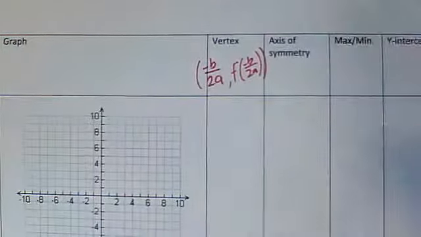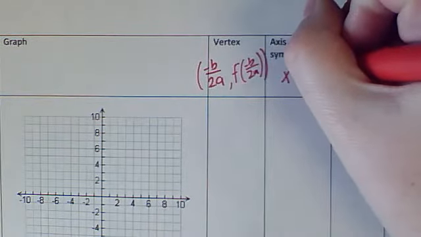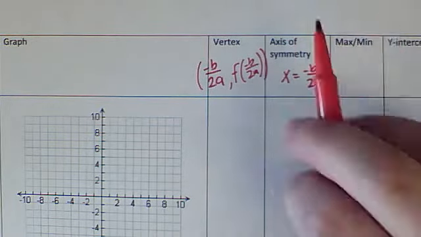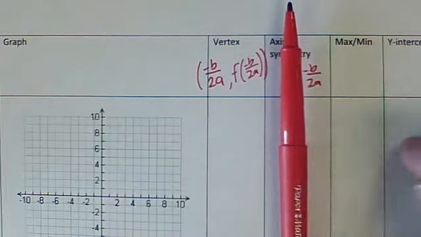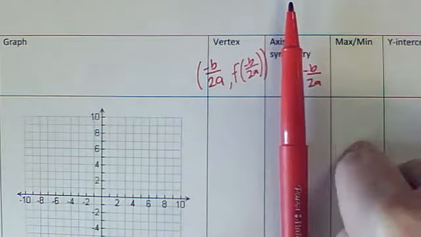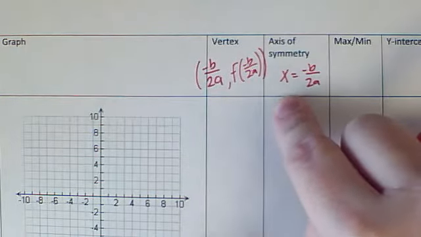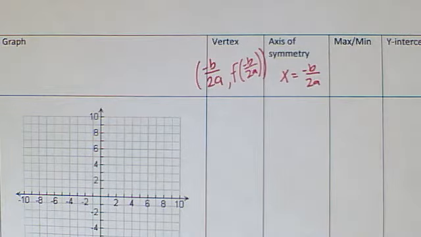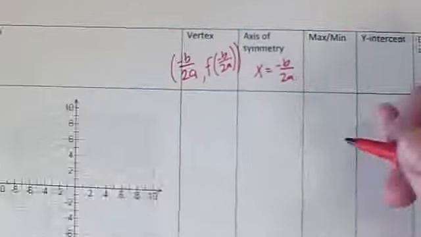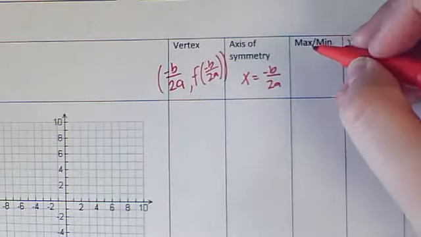So if we think about what symmetry means, it is a line where if I have it right here, it's going to be a mirror image on both sides. So this is our axis of symmetry, so that we know how to reflect a point over to get another point, so our parabola will be correct.